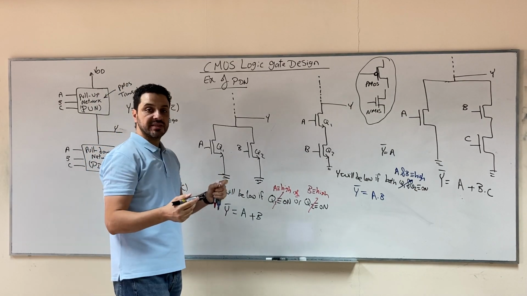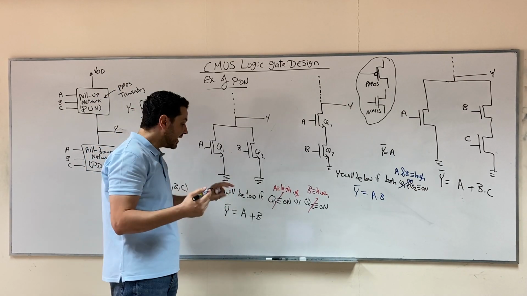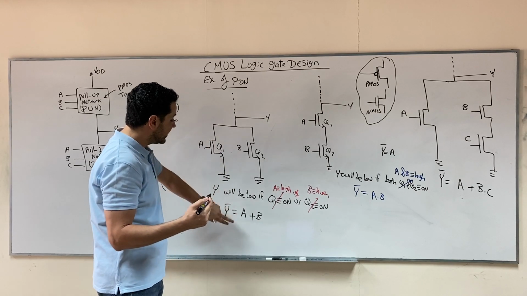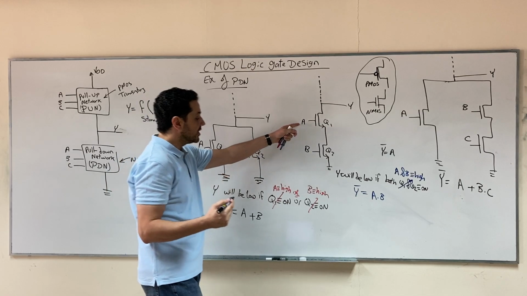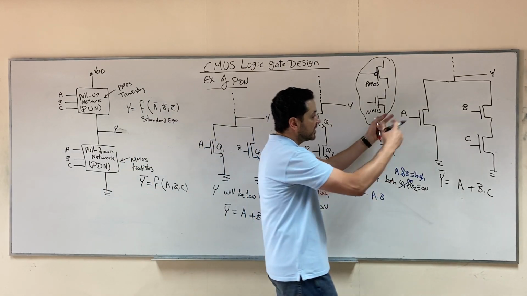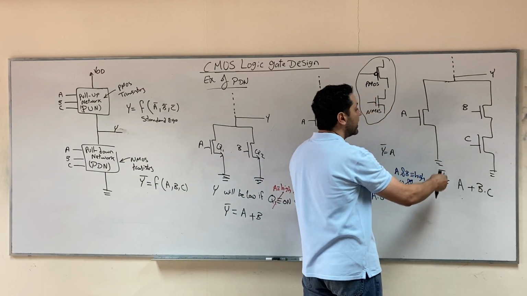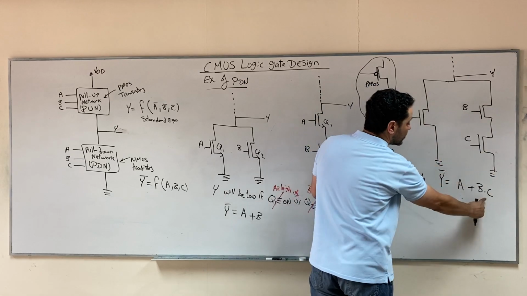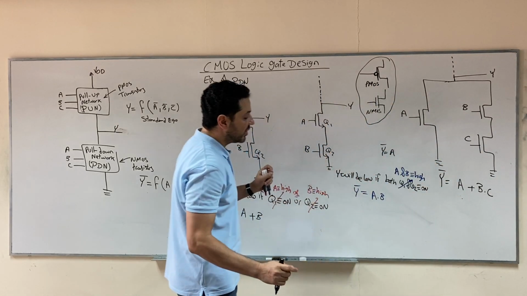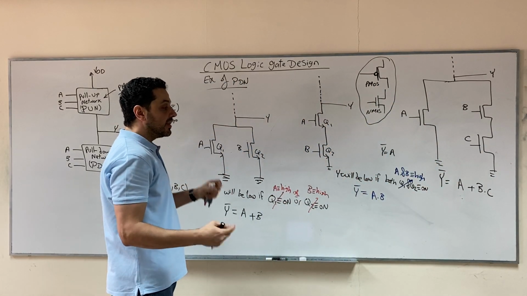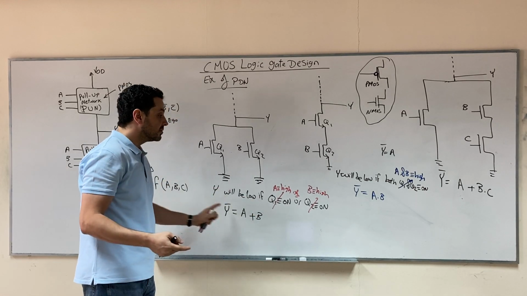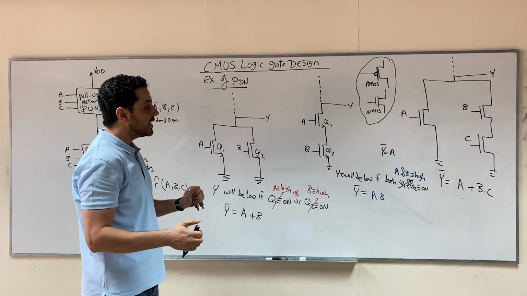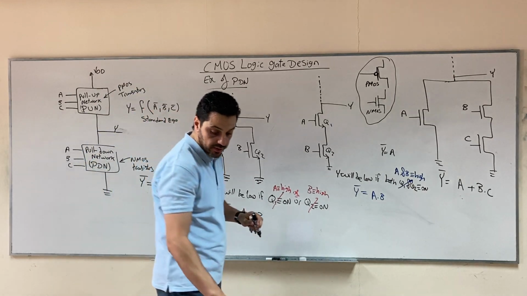This is the first step: to learn the relation between the connection and the equation. If the connection is parallel, it will give you OR. If the connection is series, it will give you AND. If it is a mix between series and parallel, the parallel will give you OR and the series will give you AND, and you can write the equation simply. And then the second lesson is you notice the standard form of the equation. So these are three examples on the pull-down network.